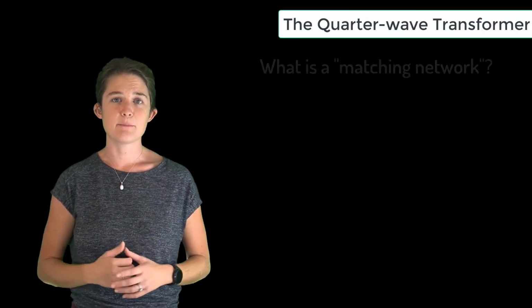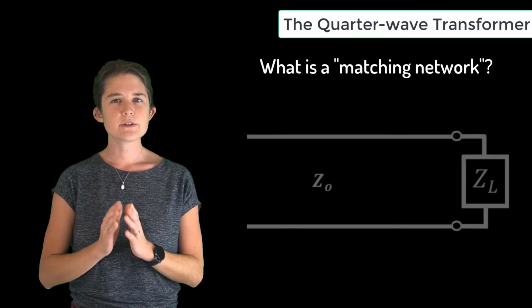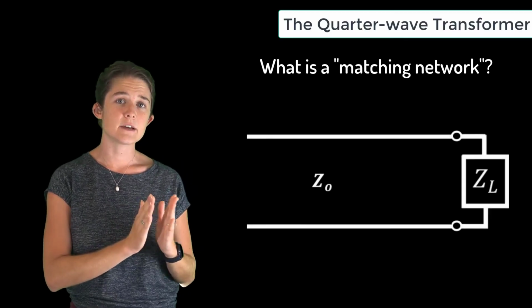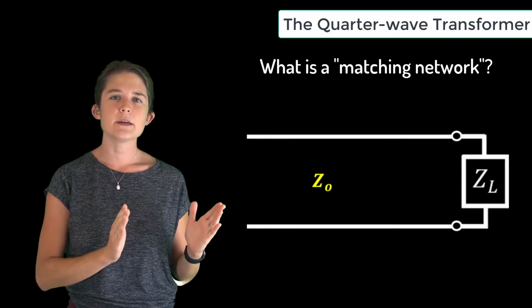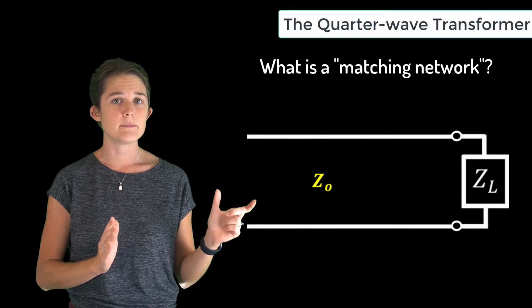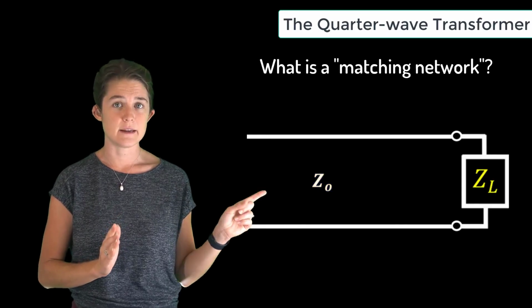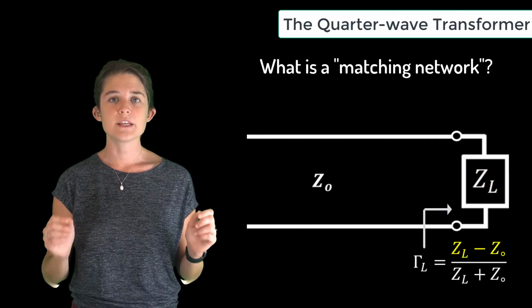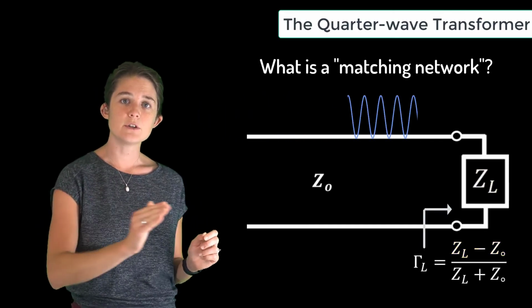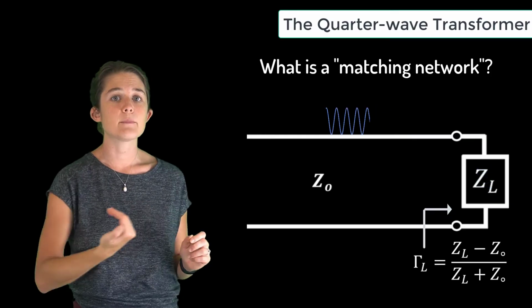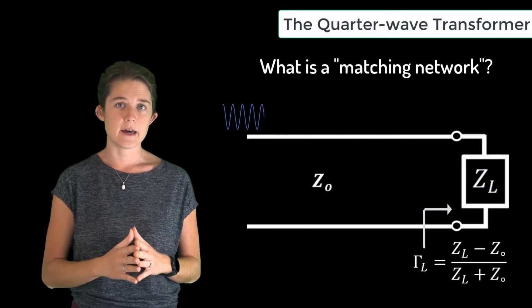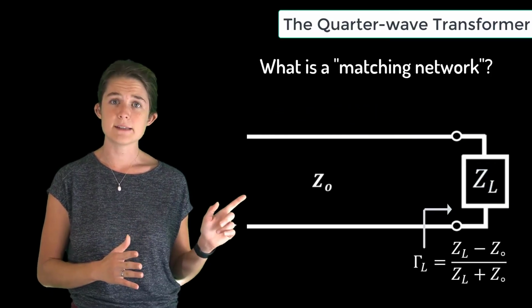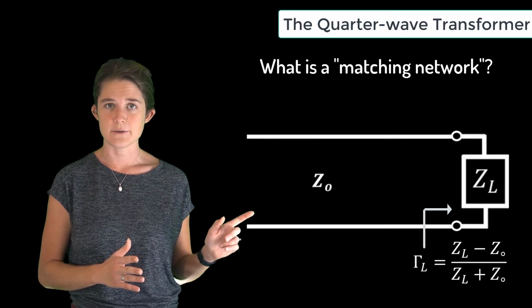First, let's define a matching network. Suppose a transmission line having a characteristic impedance of Z0 is being used to drive a load with input impedance ZL, as seen here. We know that if ZL is not equal to Z0, this will result in some fraction of the voltage signal being reflected back up the feed line according to gamma L, which is given by ZL minus Z0 over ZL plus Z0.